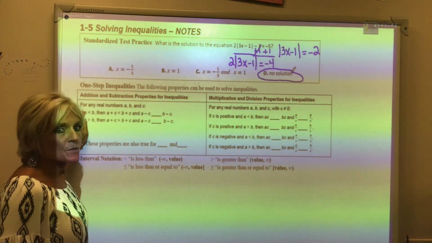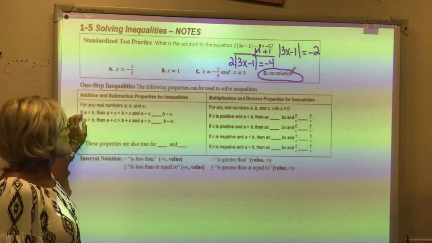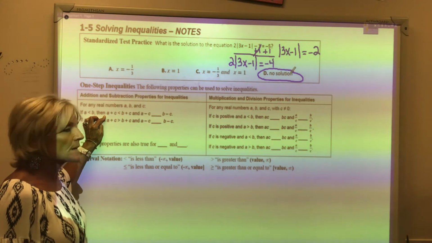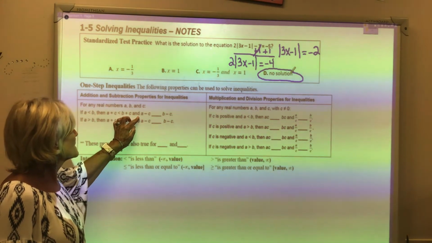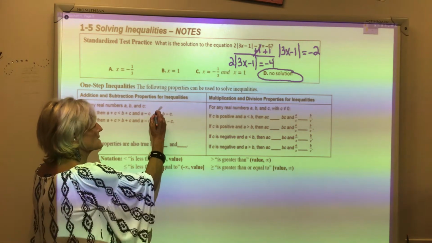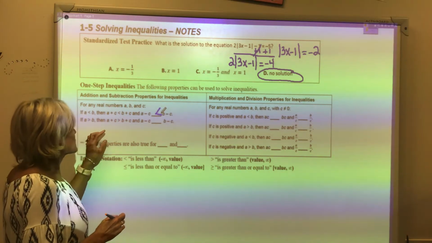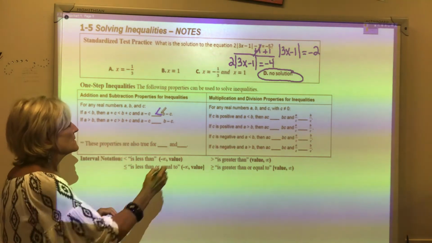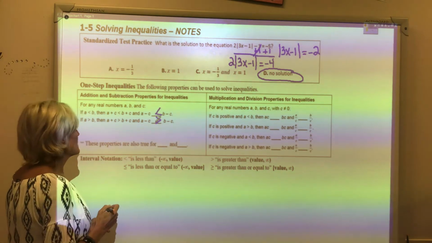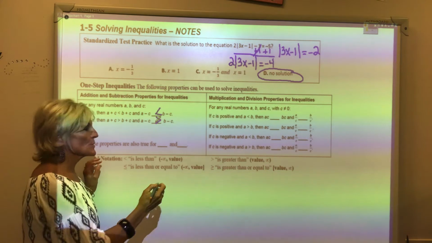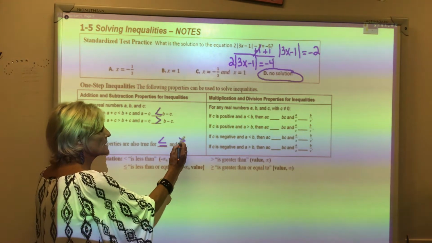For any real numbers a, b, and c, if a is less than b, then a plus c is less than b plus c, and a minus c is less than b minus c. If a is greater than b, then a plus c is greater than b plus c, and a minus c is greater than b minus c. These properties are also true when we have less than or equal to, or greater than or equal to.